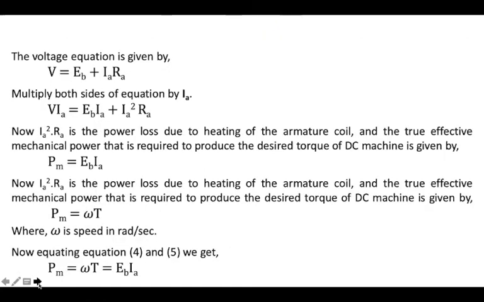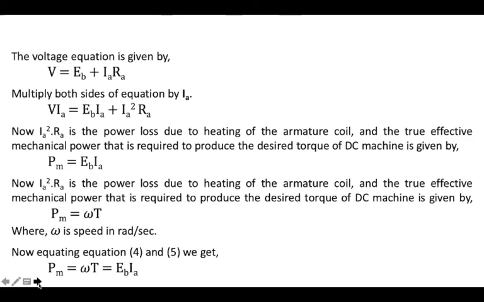Now the voltage equation was given as V is equal to Eb plus IaRa. Therefore, when you multiply both sides by Ia, you get VIa is equal to EbIa plus Ia square Ra. Now, what is Ia square Ra? Ia square Ra is the copper loss in the armature, and therefore that will be the heat produced in the armature coil, and we can say that the mechanical power was equal to Eb into Ia, that is the back EMF into the armature current, and the mechanical power was also given as omega T.